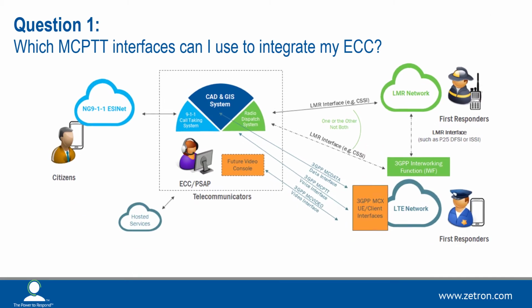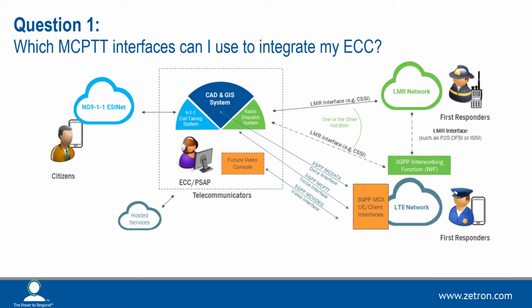A dispatch console system can connect to the IWF either via the LMR system, which has its own connection to the IWF, or directly to the IWF. And these interfaces support mission-critical push-to-talk LMR-like voice features, but not all of the mission-critical push-to-talk features. For example, those that we discussed in Part 1. This interface can also allow a dispatch console to communicate with MCPTT users who are on talk groups shared with your LMR system, but it can't provide CAD or video console integration.